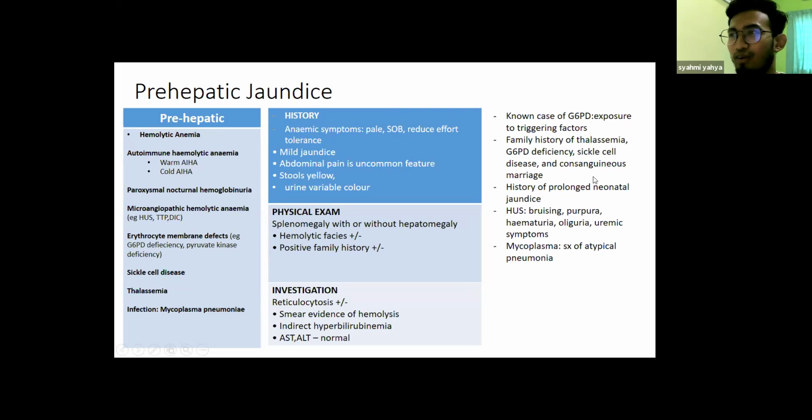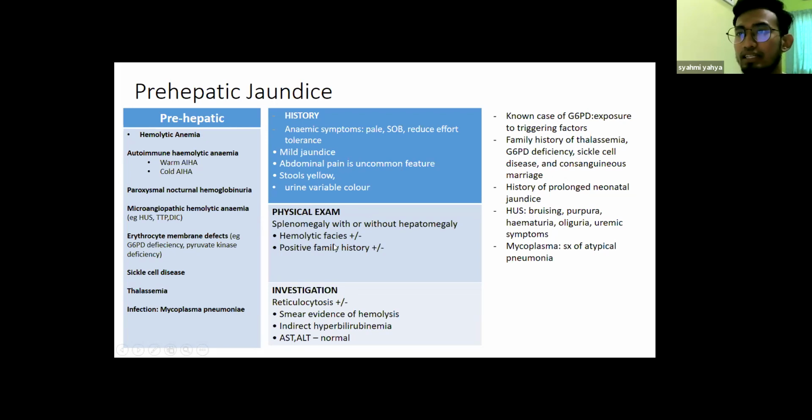The left column is the special history if you are targeting certain diseases. We ask the patient about G6PD triggering factors. For familial disease, we ask about thalassemia, G6PD deficiency, sickle cell disease, and history of consanguineous marriage. We can also ask about prolonged neonatal jaundice, and hemolytic uremic syndrome such as bruising, purpura, hematuria, and uremic symptoms. We can also ask about atypical pneumonia.